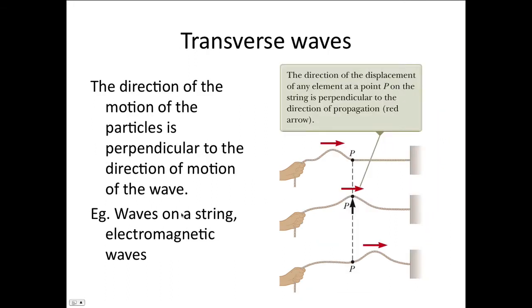So we've got two main types of waves: transverse waves, in which the direction of motion of the particles that make up the wave is perpendicular to the direction of motion of the wave. So for example, a wave traveling along a string, or in electromagnetic waves, the electric and magnetic fields oscillate perpendicularly to the direction of travel of the wave.